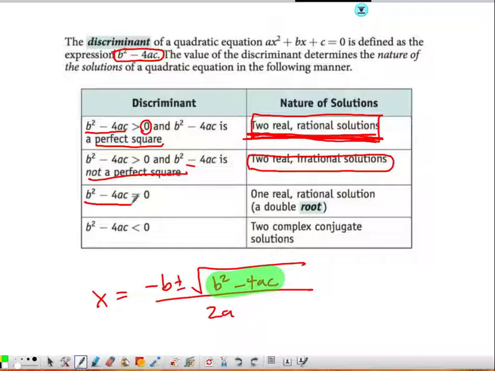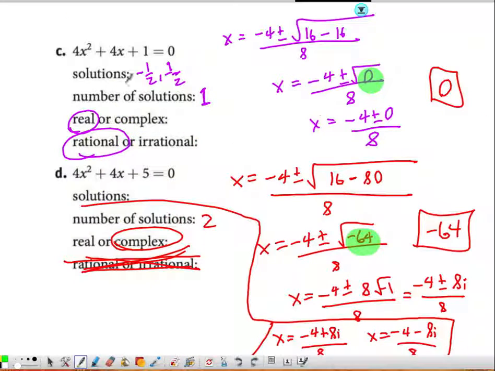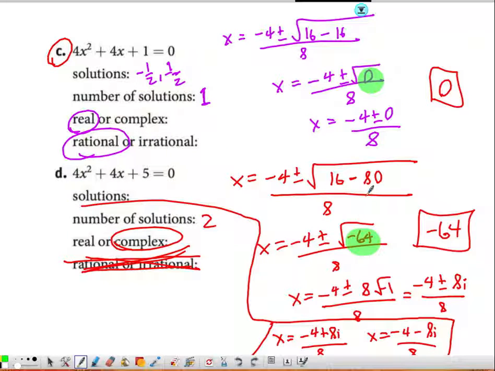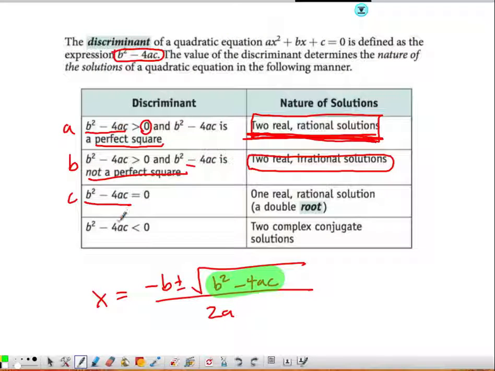B squared minus 4ac, the discriminant is equal to 0. Which one is equal to 0? Well, it's C. So this one is describing A, that one's describing B, and this one's describing C. And if it's equal to 0, then it's one real rational solution. Is that what we found out here? Yes, we had one real rational solution. The table is very consistent.